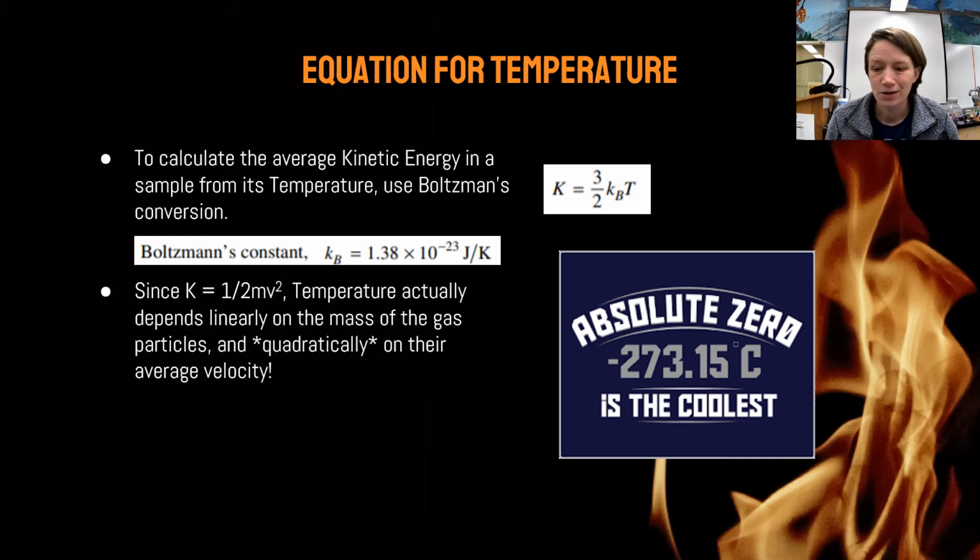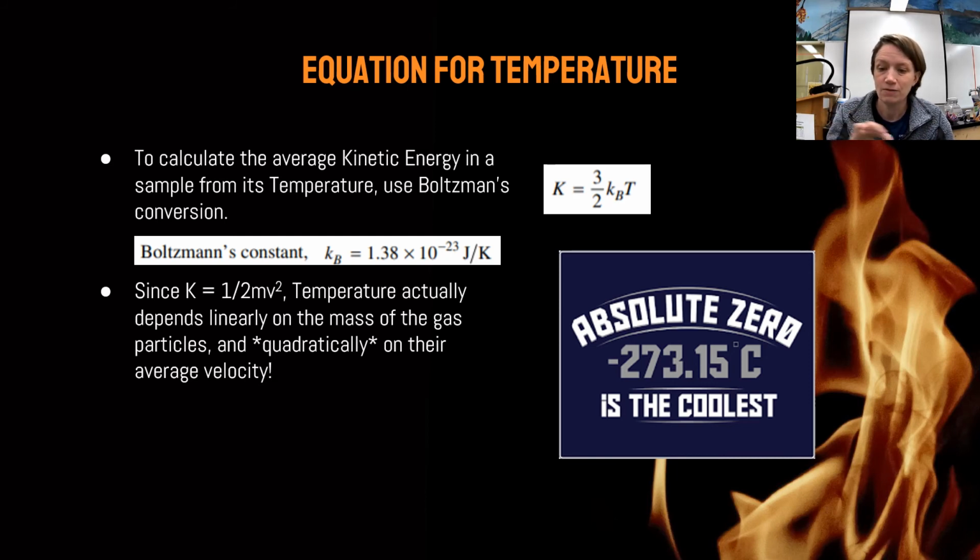But I'm going to remind you that when it comes down to figuring out kinetic energy, the kinetic energy of an object is equal to 1/2 times its mass times its velocity squared. So if we wanted to know how making changes with the individual particles of the gas affect its temperature, it's a little bit more complicated. The temperature then is going to depend linearly on the mass of the gas.